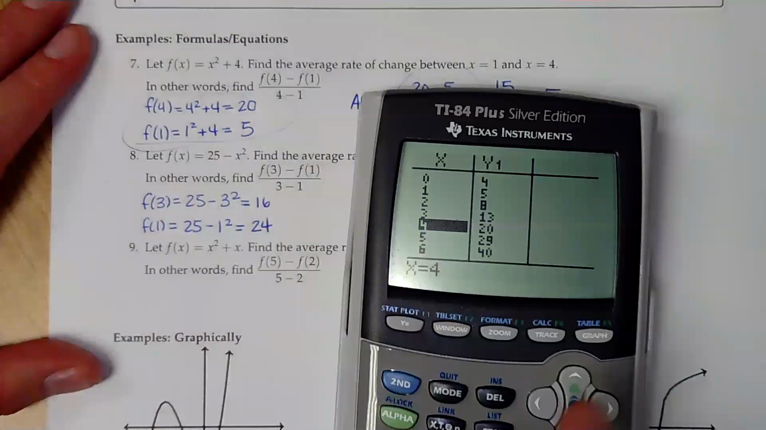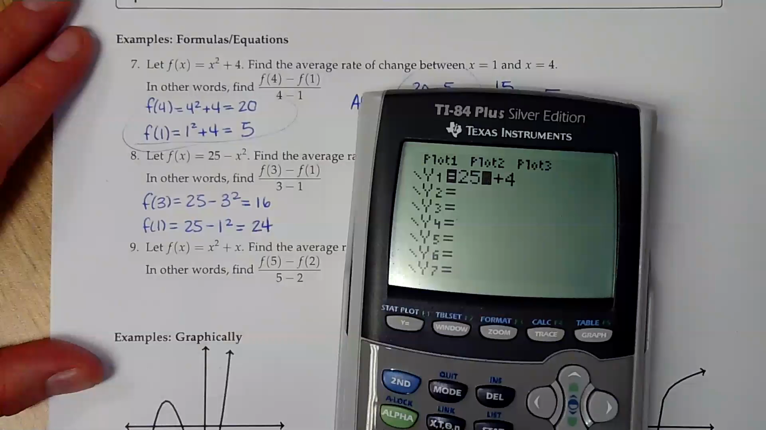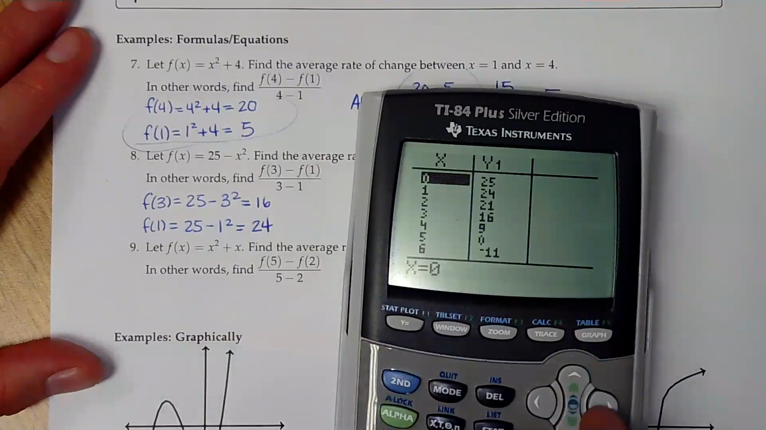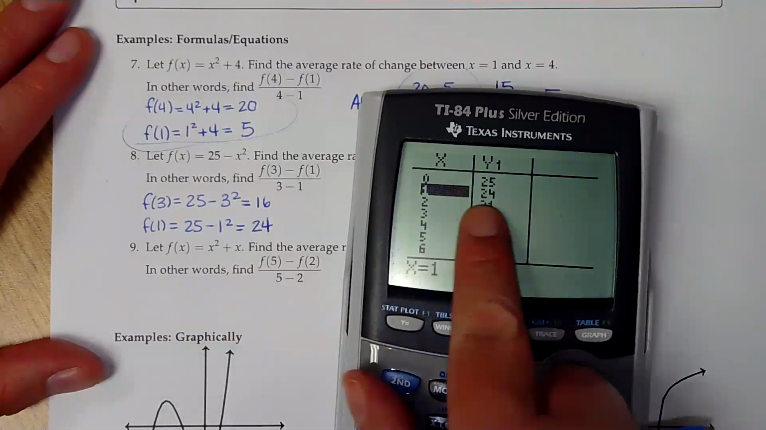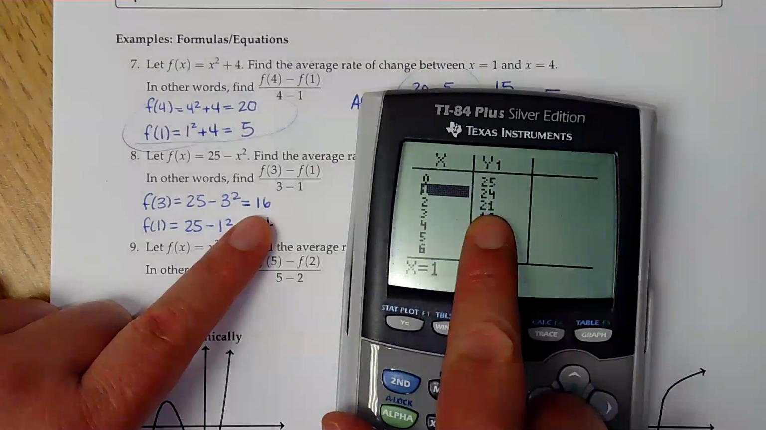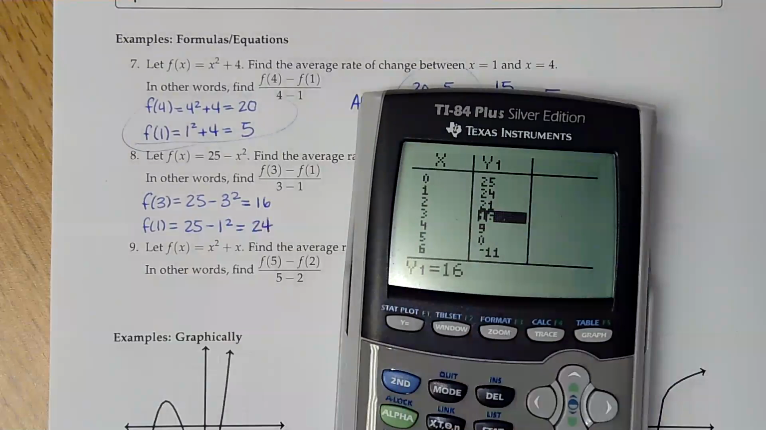And again, you can always put this into your calculator. So our new function is 25 minus x squared. And my table will still have the same values from before, so I can go straight to it. And when x is 1, I get 24. That's great. And then when it's 3, I get 16. Make sure we've got that right. Yep. Okay. So that's good. We've got our math correct.